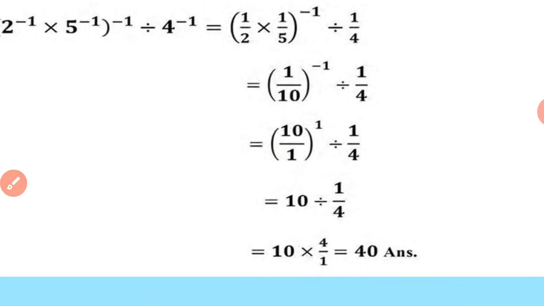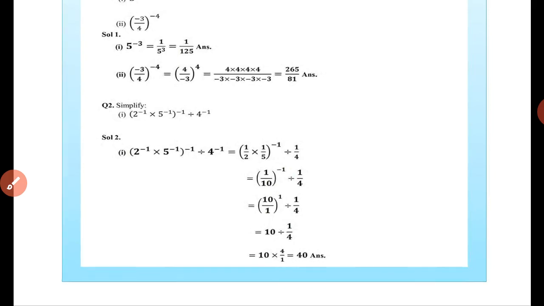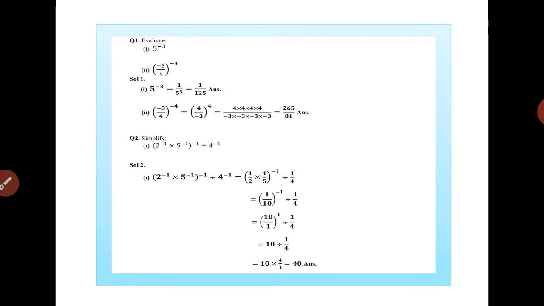So in this way you can solve these kinds of questions also. You have to revise these questions. In exponents and rational numbers, try to do more and more questions. These are very important questions for your unit test first.